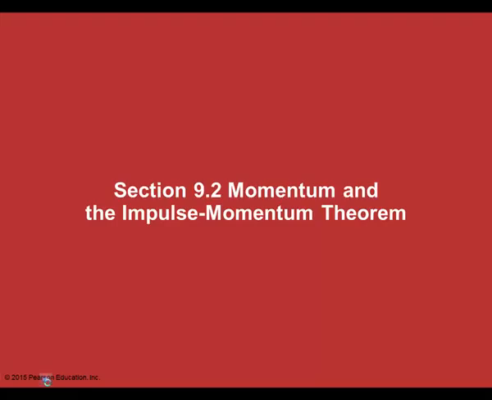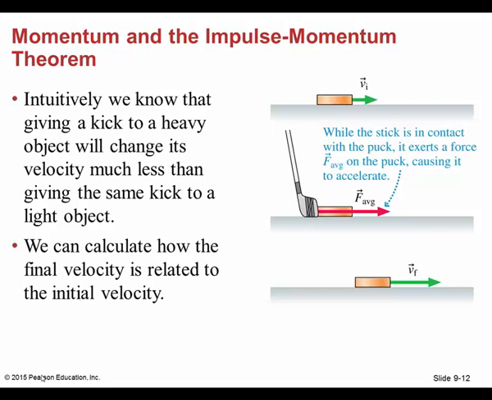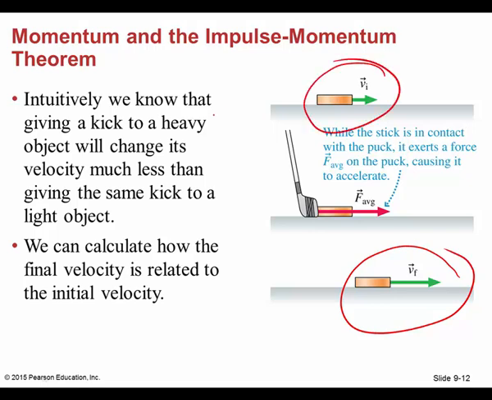All right, momentum and impulse momentum theorem. Momentum and the impulse momentum theorem. Now, okay, anytime objects collide, they have an initial velocity and then they'll have a final velocity. For example, if the puck's sliding along and then you hit it, and this looks like a hockey puck, then you hit it with your hockey stick, you apply force to it. Well, guess what? The final velocity should be greater than the initial velocity.